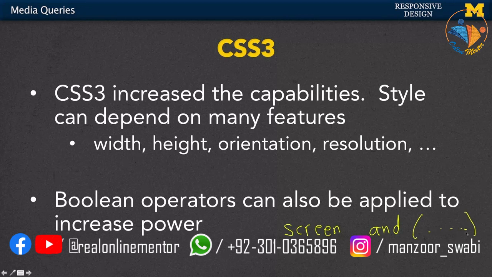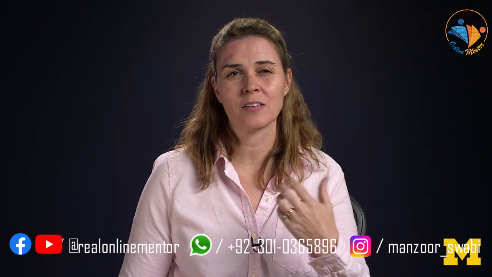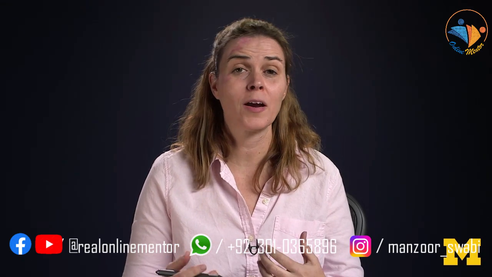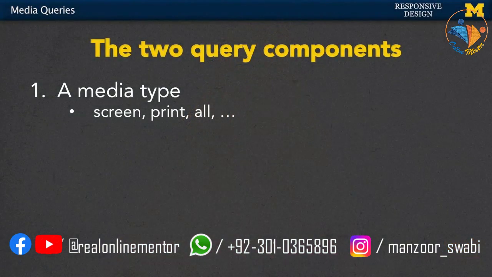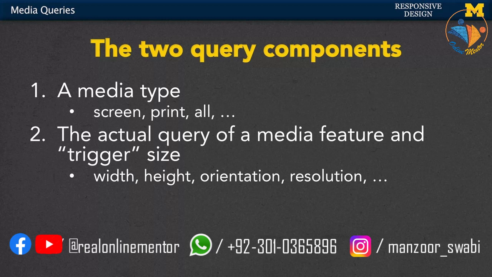So let's look at some examples. Every media query has two components. The first is the media type. We often think of this as something along the lines of, will this be a screen? Is it a printout? You might even think about Braille, or if it's going out to a TV. We can also use the word all to trigger every possible media type that could possibly come up. The second component is the actual query of the media feature and the trigger size that we want to be looking for. So for example, we might be looking for very specific width, height, orientation, or resolution.